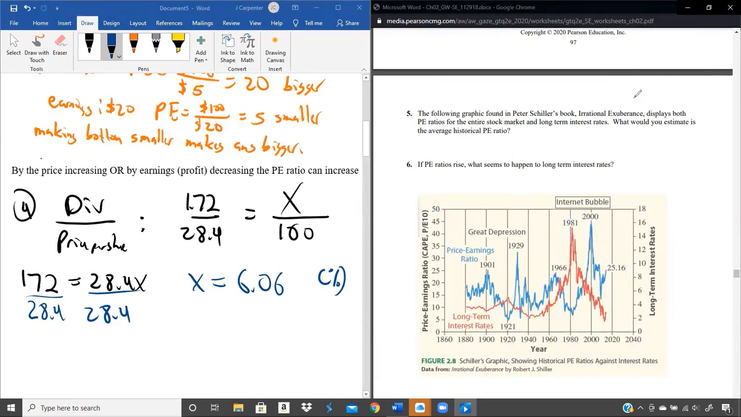The following graphic displays PE ratios, which are in blue, and long-term interest rates, which are in red. How can you tell? Look at the colors of the words. What would you estimate is the average historical PE ratio? The PE ratios are based on the left numbers where it says PE ratio. So this is about a 20, this is about a 25, this is about a 32, 33, somewhere like that. Up here at 2000, it's about 45.